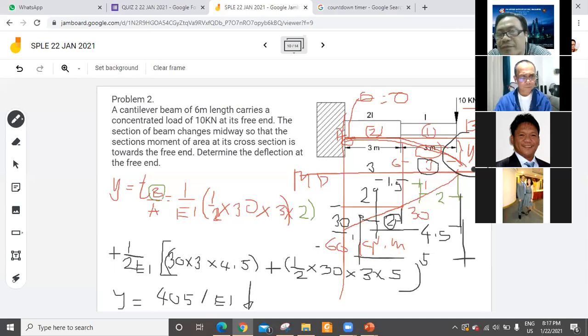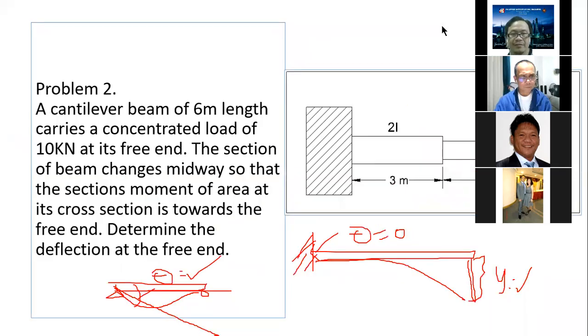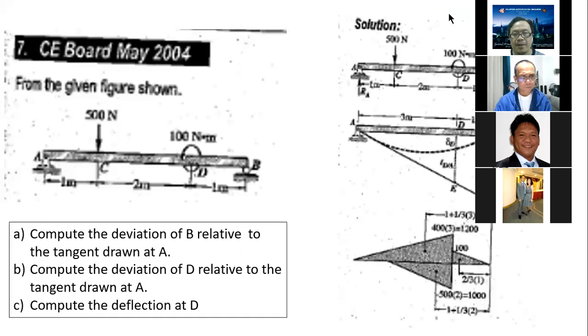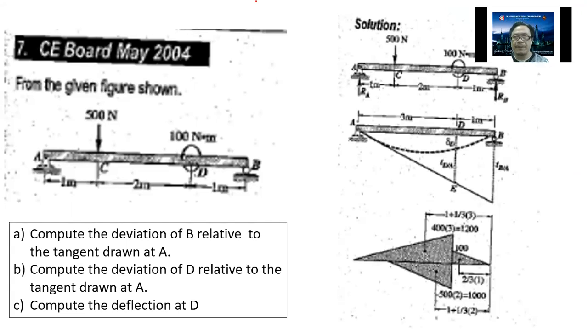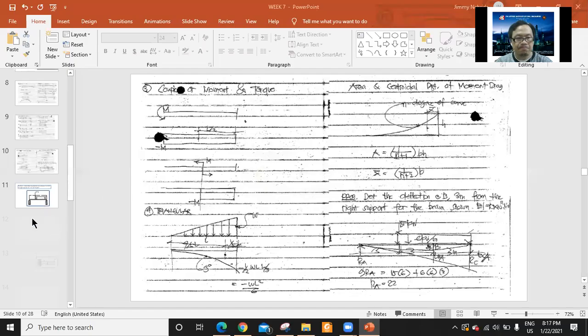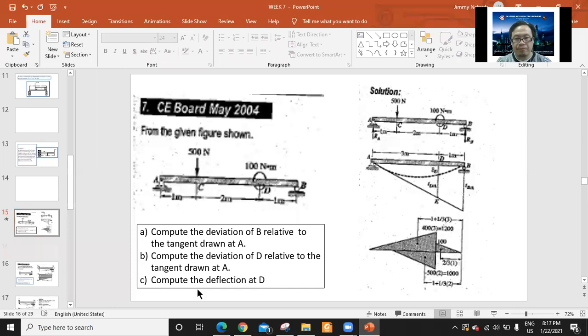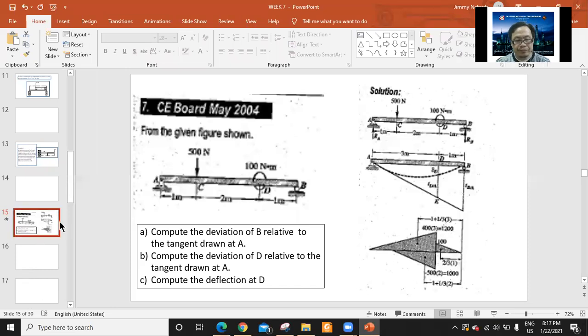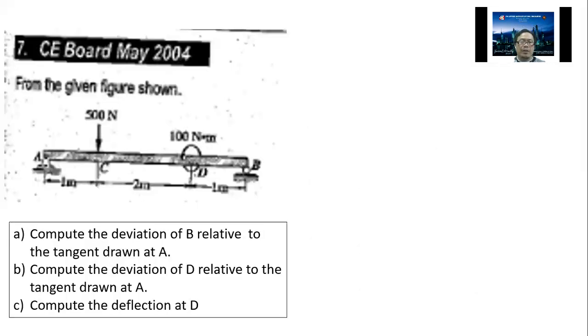May tanong ba? Okay lang? Okay. So we'll move on. Okay. How about this one? Itong medyo mahaba dito ang mukha. Ito muna ako. Okay. So how about this one?